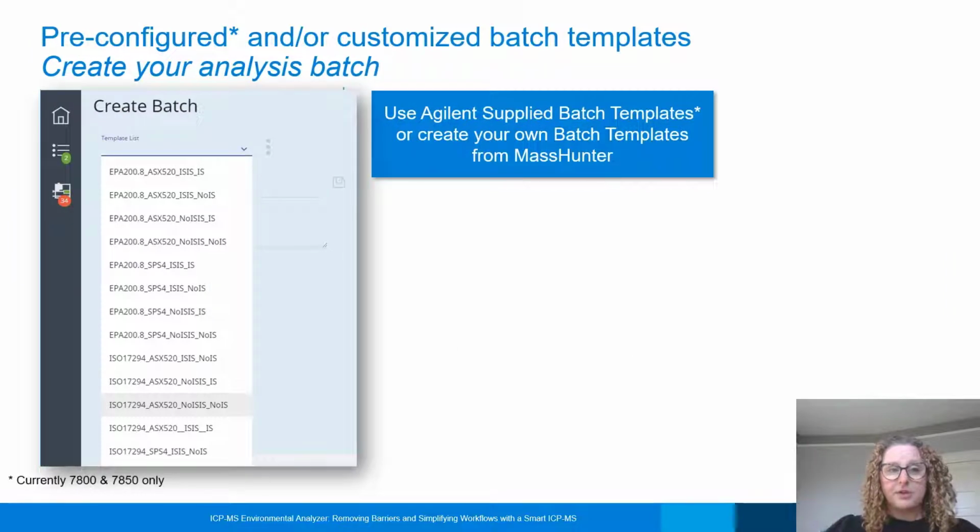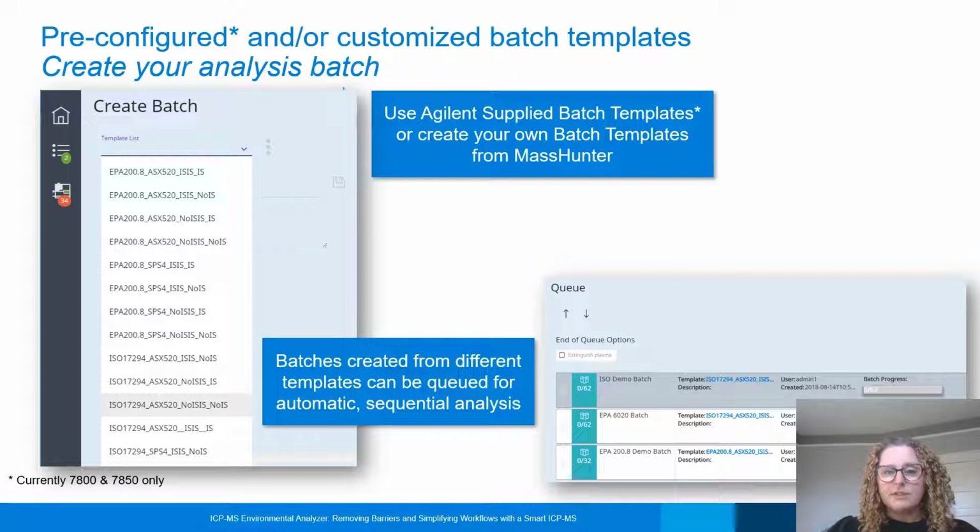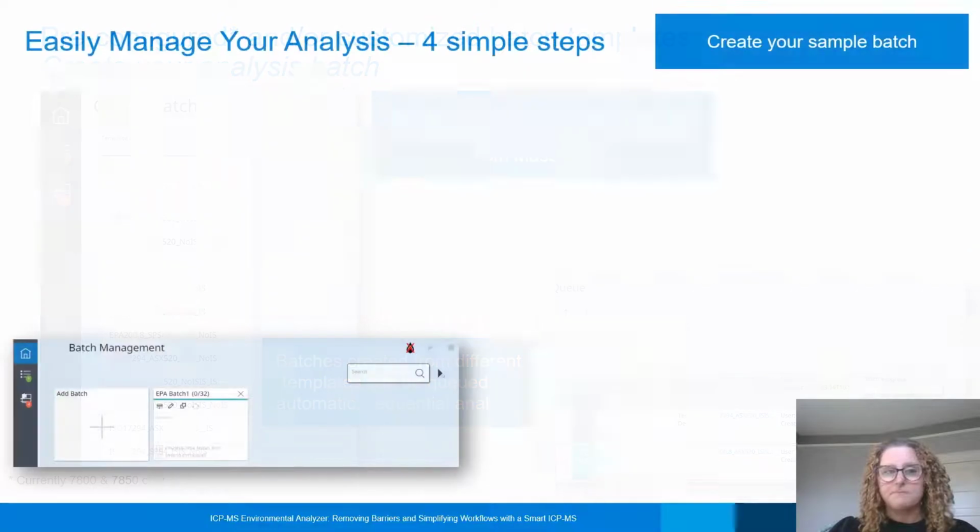Your ICP Go can use pre-configured and/or customized batch templates. You can create these in your analysis batch. You can use your Agilent supplied batch templates or create your own from MassHunter. And you can see the batches created from different templates can be queued for automatic or sequential analysis.